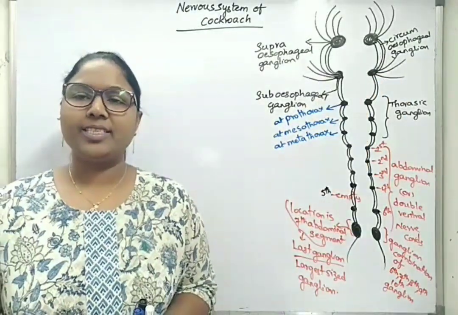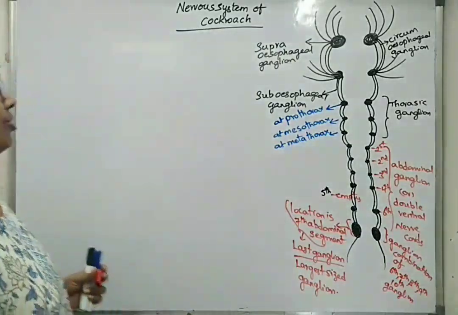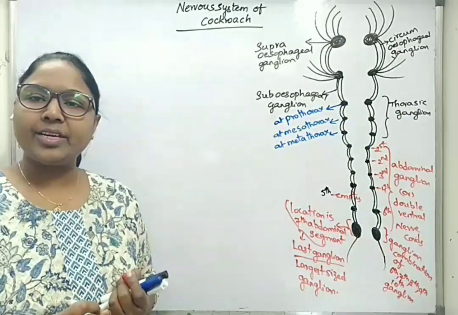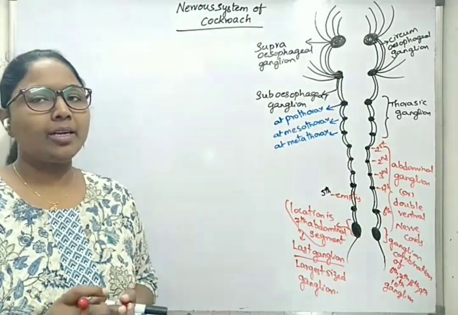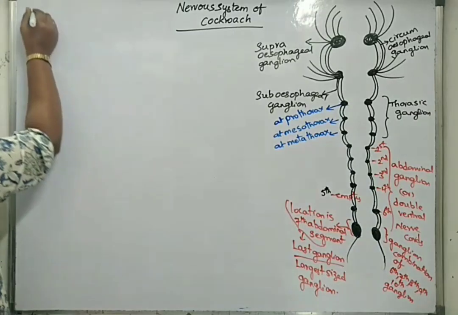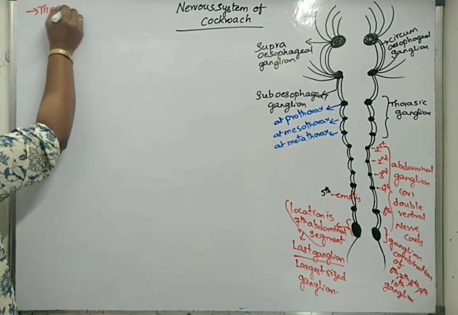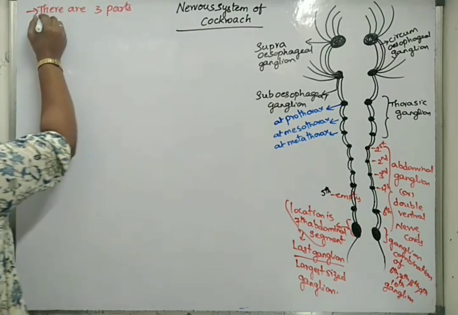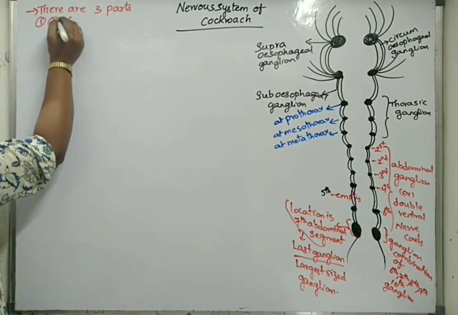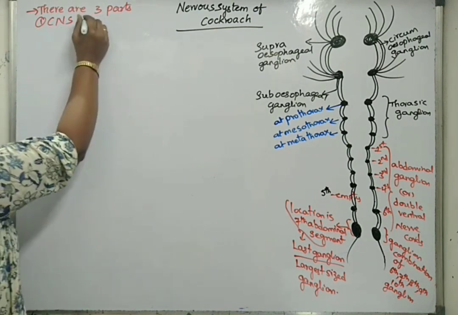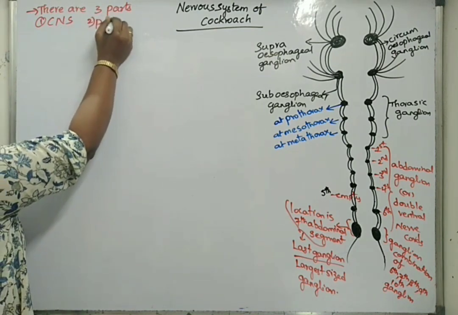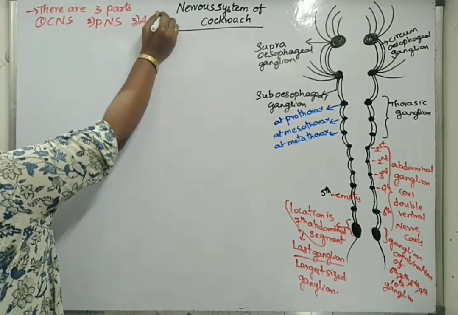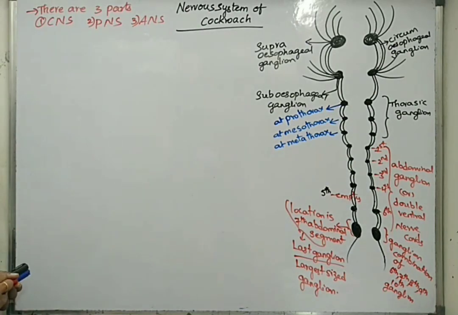Hello students, now we will discuss the nervous system in cockroach. The nervous system in cockroach has three important parts: central nervous system, peripheral nervous system and autonomous nervous system. There are three parts. First one, central nervous system, I am writing as CNS. Second one, peripheral nervous system as PNS. Third one, autonomous nervous system as ANS. Thus we will write the full forms of these.